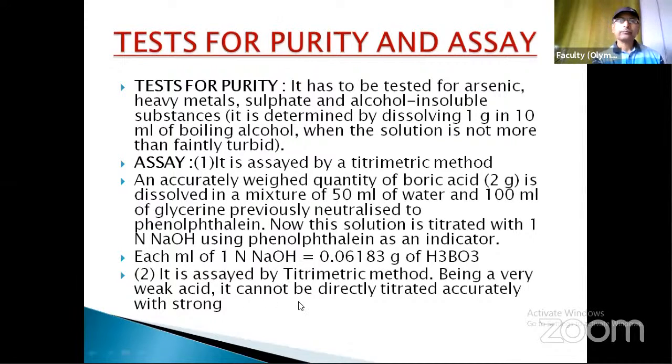Another method: as it is a very weak acid, if you take only boric acid, make a solution with water, and want to titrate it with sodium hydroxide, it is not possible because boric acid is a very weak acid. You cannot titrate it with a strong base like sodium hydroxide, and for that reason we added glycerin here. Sometimes we can also add mannitol.